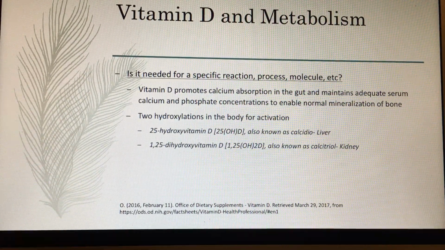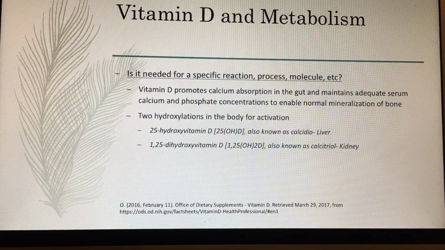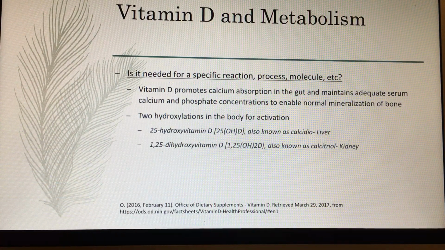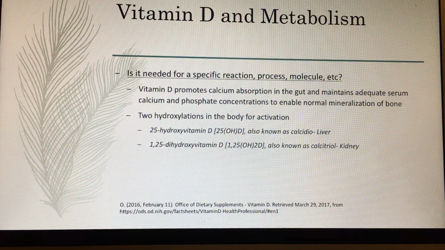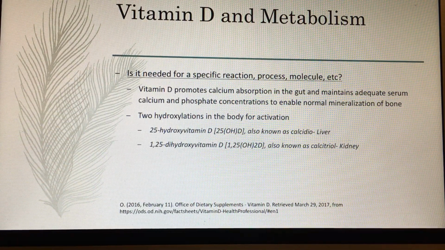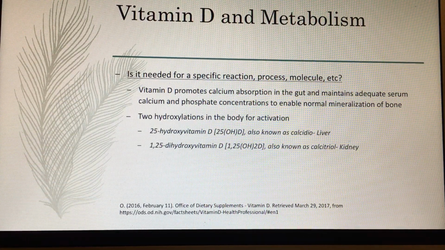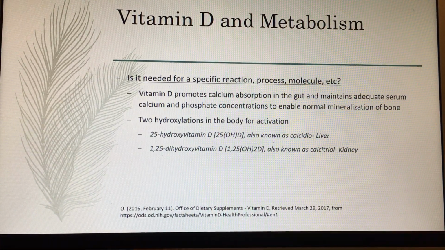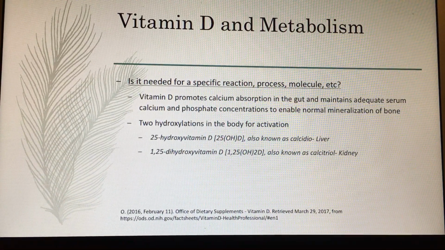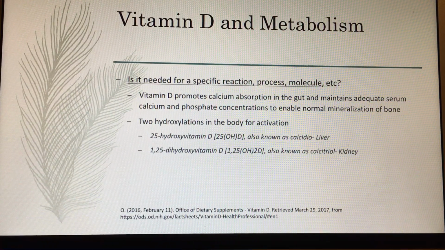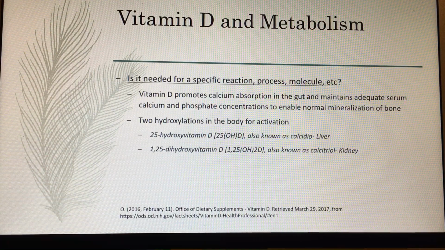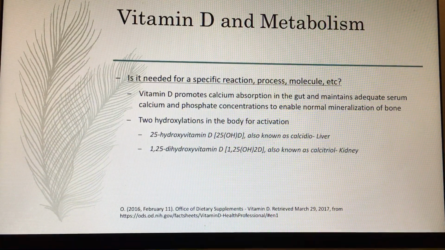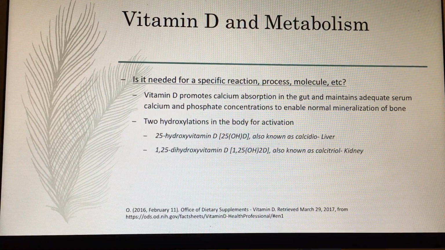Vitamin D promotes calcium absorption in the gut and maintains adequate serum calcium and phosphate concentrations to enable normal mineralization of bone. During exposure to sunlight, one ring on the molecule undergoes a chemical transformation, forming the more stable vitamin D3, cholecalciferol, which I mentioned before. This change allows vitamin D3 to enter the bloodstream for transport to the liver and kidneys, where it undergoes conversion to its bioactive form, calcitriol. The first conversion occurs in the liver and converts vitamin D to 25-hydroxyvitamin D, also known as calcidiol. The second occurs primarily in the kidney and forms the physiologically active 1,25-dihydroxyvitamin D, also known as calcitriol.